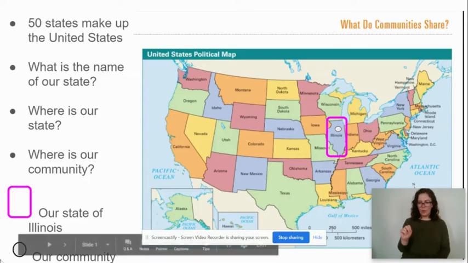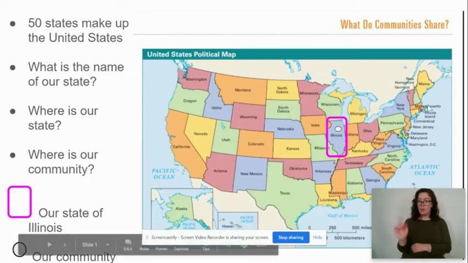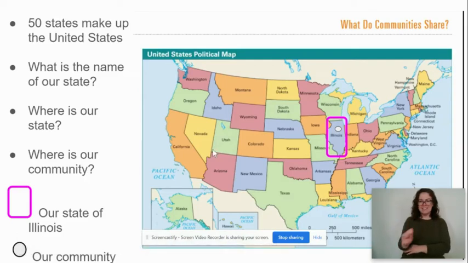And then my other key says our community is represented by this little white circle. So there's the white circle. That's about where our community of Schaumburg is, inside the state of Illinois. And the state of Illinois is inside the United States of America. Okay, so here's about where we live.